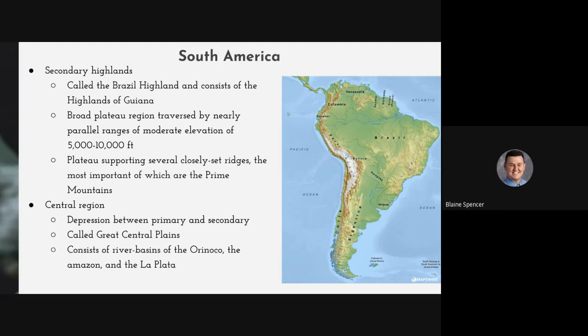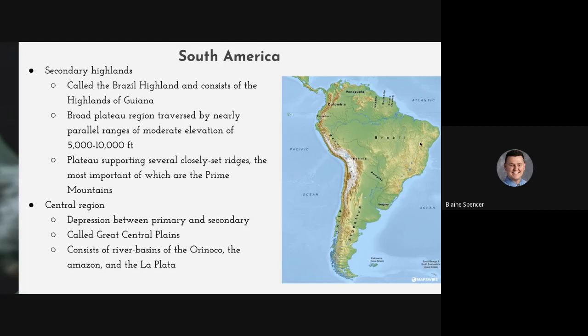Okay, we see that these are not full-blown mountains like the Andes right here, the primary highlands, but they have unique elevation. They have distinction out here. Okay, we see that these plateaus are supporting several closely set ridges, the most important of which are the prime mountains. Okay, over here in Brazil.